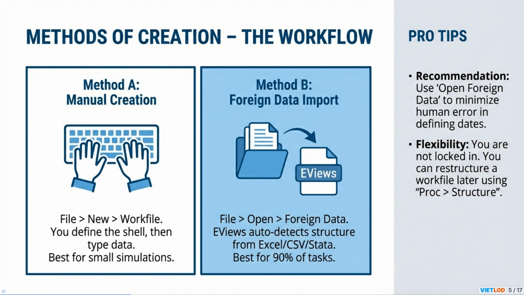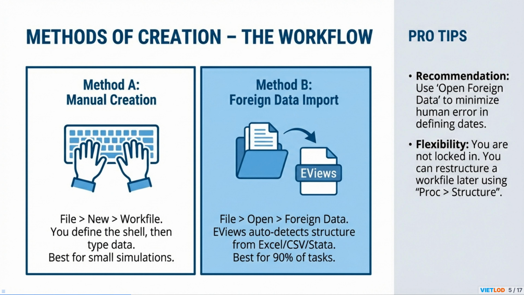Method A is manual creation. You go to File, New, Workfile, define the structure or shell yourself, and then type or paste the data in. This method is really only suitable for very small datasets or simulations. Method B, the far more common and recommended approach, is foreign data import. You use File, Open, Foreign Data. EViews is very intelligent and can often auto-detect the structure directly from files like Excel, CSV, or Stata. We strongly recommend using the Open Foreign Data method for over 90% of tasks.